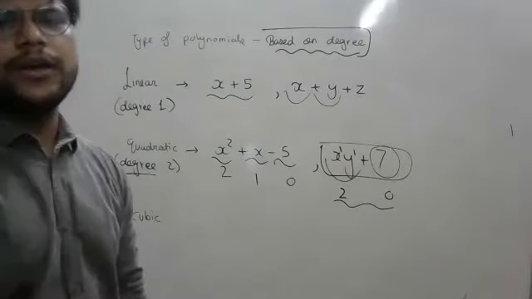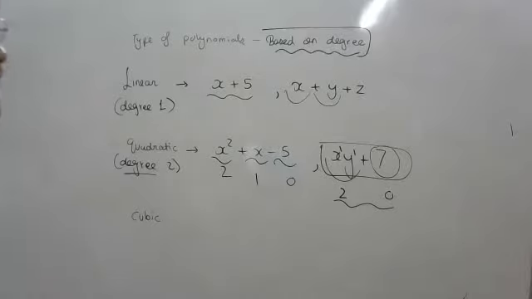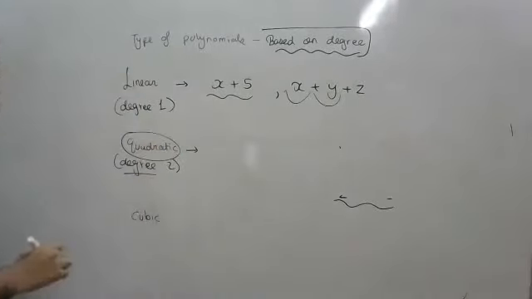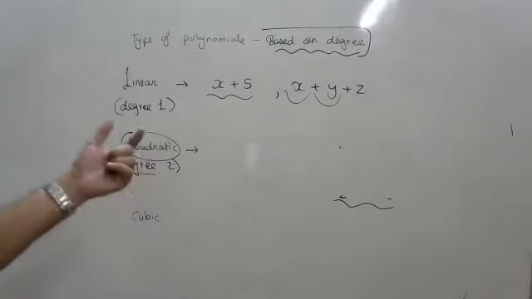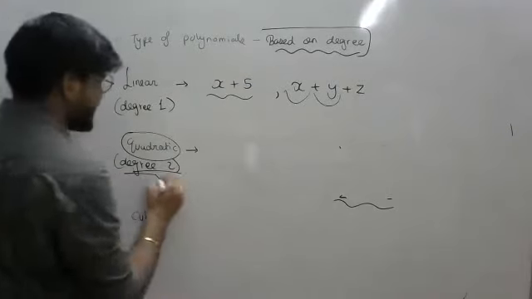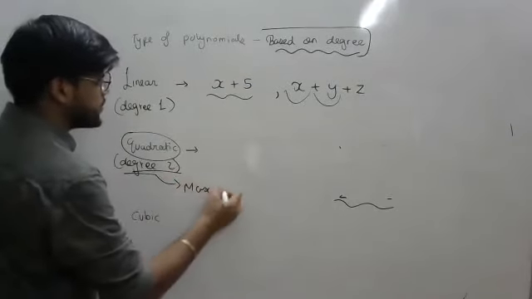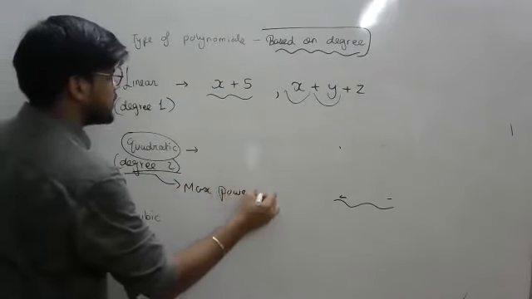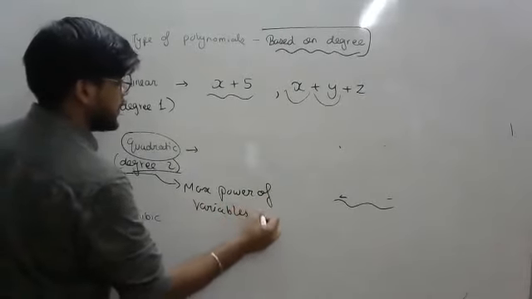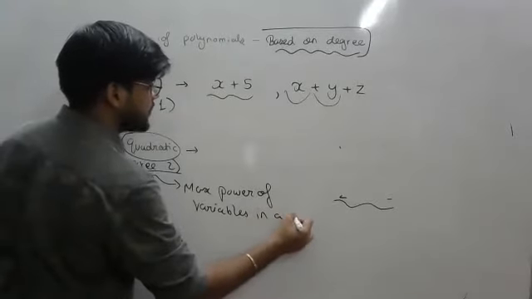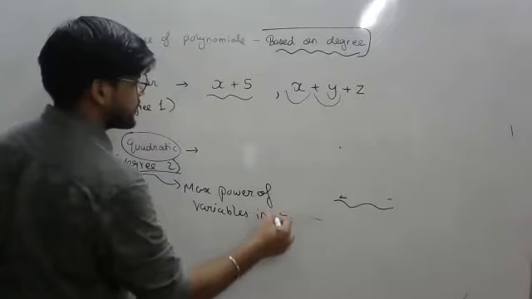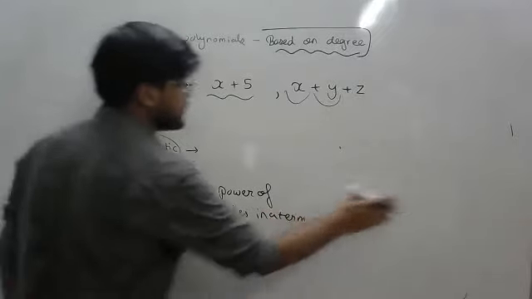So it's quadratic. What do you mean by a quadratic polynomial? A polynomial whose degree is 2. What do you mean by degree is 2? Maximum power of variables in a given term.